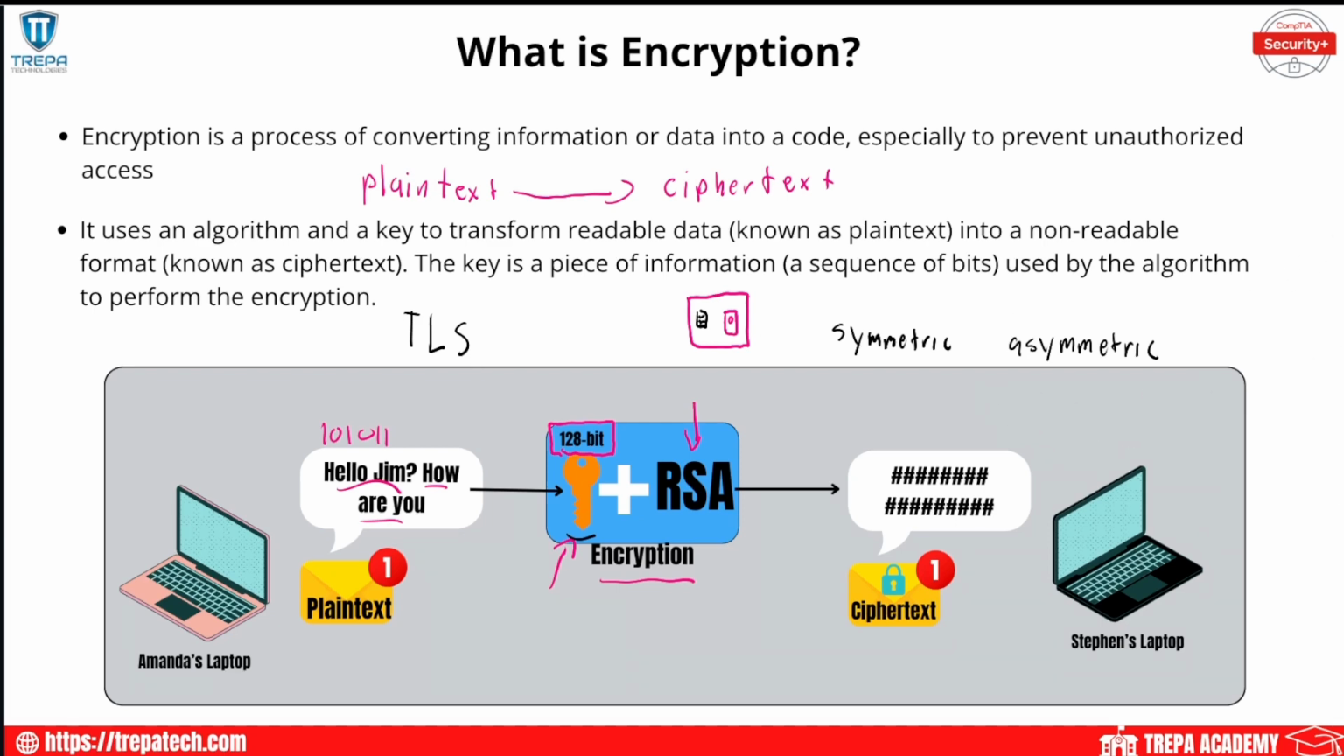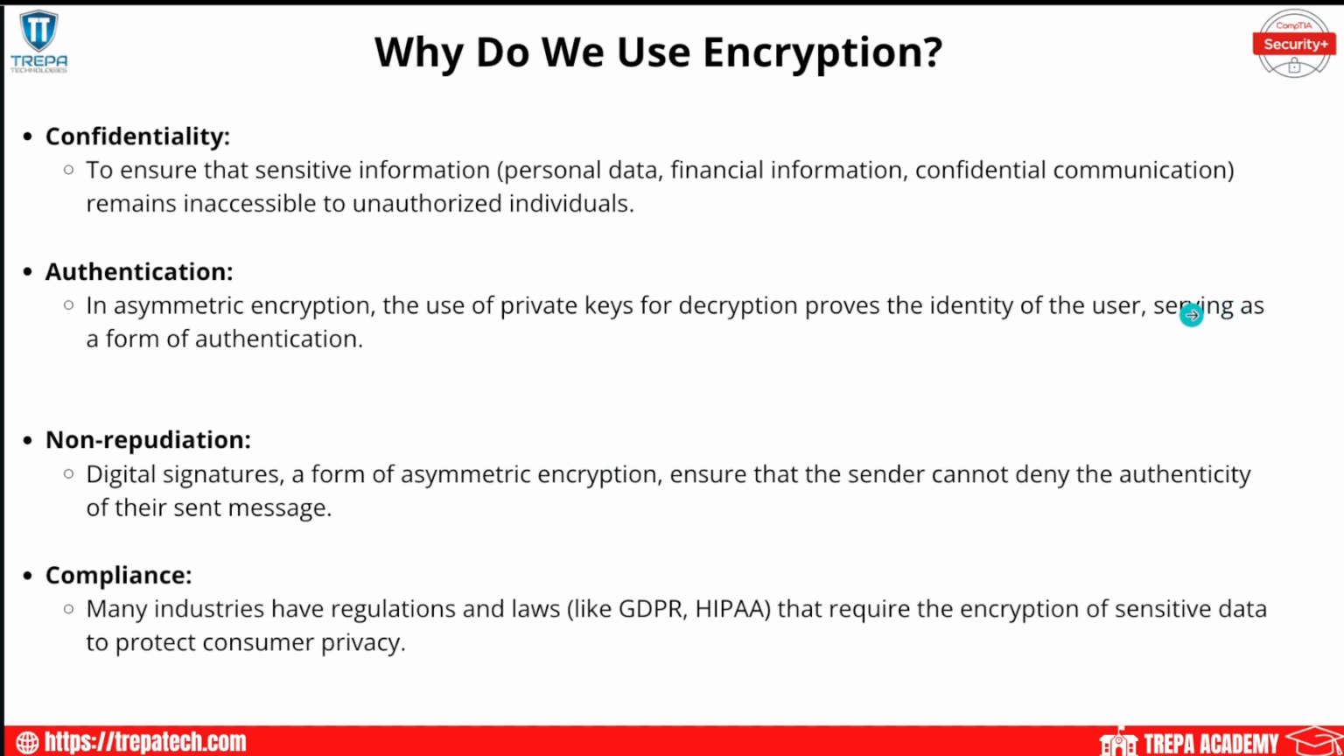Okay, now let's move on. So that was just kind of the baseline of what encryption is. So again, why do we use it? We're going to go over a couple key terms here. The big one is confidentiality: to ensure that sensitive information, whether that be personal data, financial information, or confidential communication, remains inaccessible to unauthorized individuals.